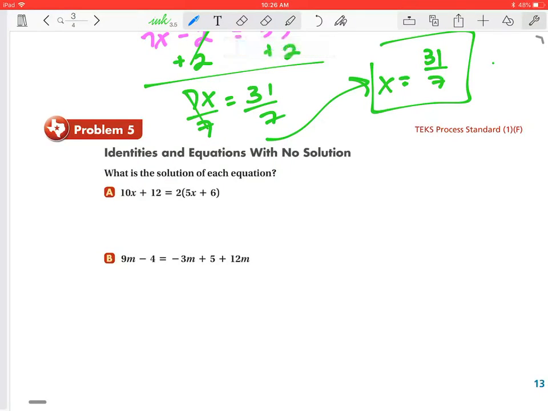All right, in this episode, we're going to talk about identities and equations with no solution. So let's look at problem number A. We have parentheses, we have groups, and then we have some without. And we have a variable in that one group.